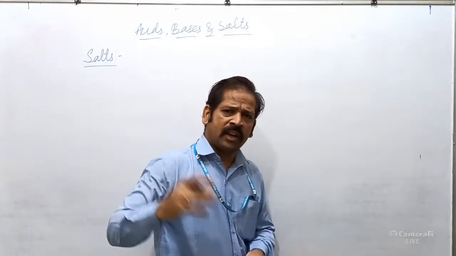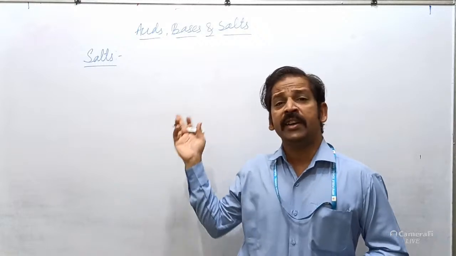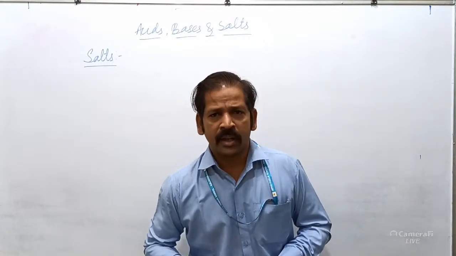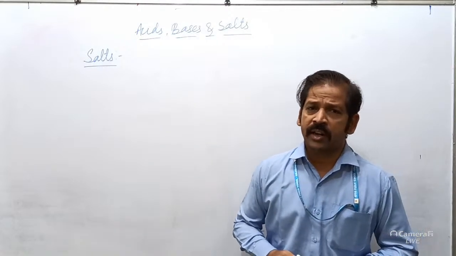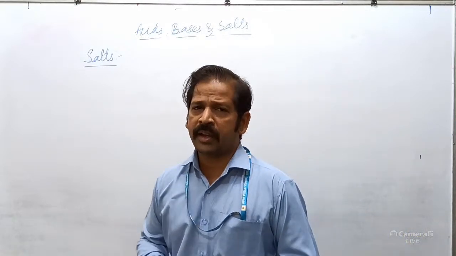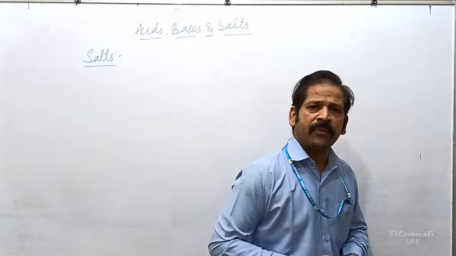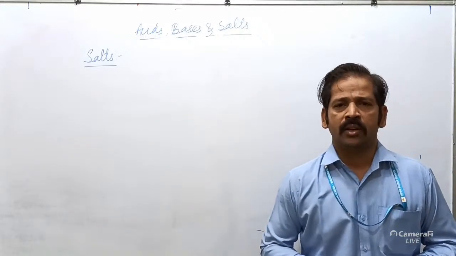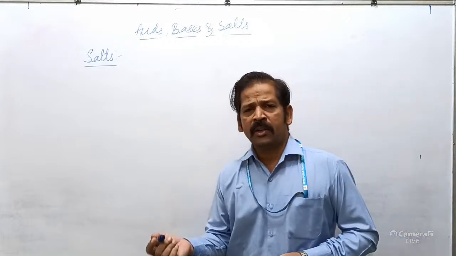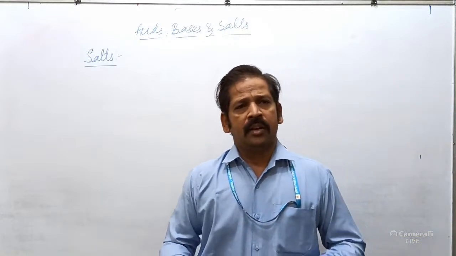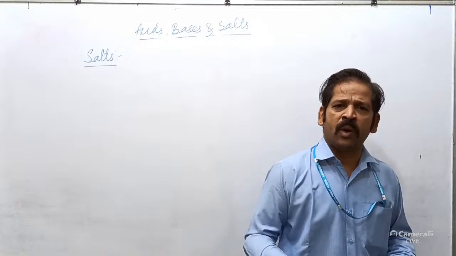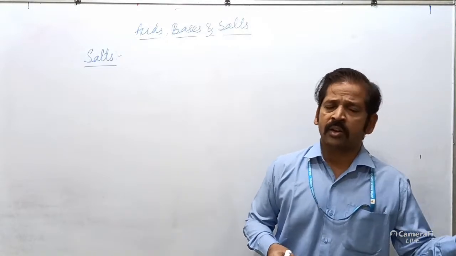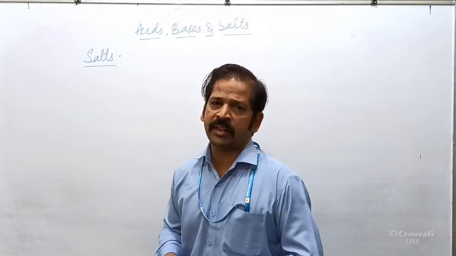In the earlier class we discussed the kinds of salts. We have 6 types of salts. The first one is the normal salt, second is acid salt, third is basic salt, fourth is double salt, fifth is mixed salt, and the last one is complex salt. For normal salt, a strong acid reacts with a strong base to form a neutral salt or a normal salt. The process is also called a neutralization reaction.